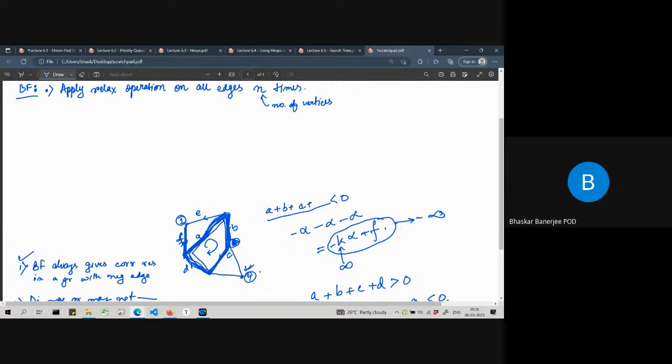Yeah, of course, got it. Now, if that is the case, give me any two vertices, I would close my eyes and tell you there can be maximum n minus 1 edges. That's for sure. So if there are at most n minus 1 edges between any two vertices, what I would do in Bellman-Ford is apply the relax operation on all the edges n times.